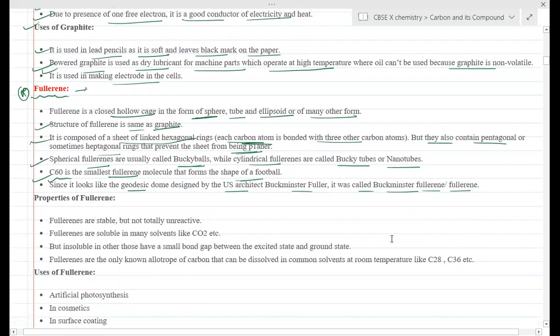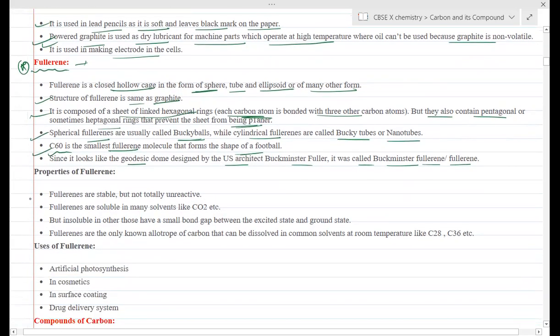When we talk about the properties of fullerenes, fullerenes are stable but not totally unreactive. Fullerenes are soluble in many solvents like CS2, but insoluble in others, those which have a high band gap between the excited state and ground state. Fullerenes are the only known allotrope of carbon that can be dissolved in common solvents at room temperature, like C28, C36. When we talk about uses of fullerenes, they are used in artificial photosynthesis, in cosmetics, in surface coating, and drug delivery systems. Am I clear?